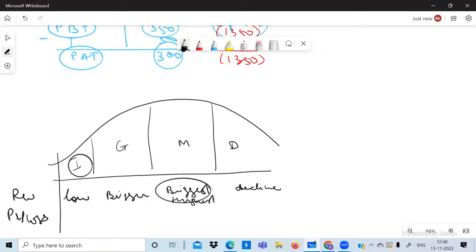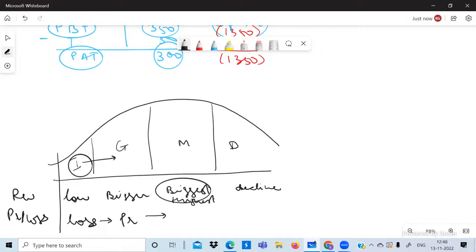Chances are that you'll be a loss-making entity, or maybe a very small amount of profit, but 99% chances are that you'll be a loss-making entity because you'll not have a lot of revenue, you'll still have a lot of cost, and therefore you'll end up making losses. Slowly and steadily, as you move to the growth stage, these losses will turn into profits, but it will be a small positive number. So you'll have profits, but it will be a small number.